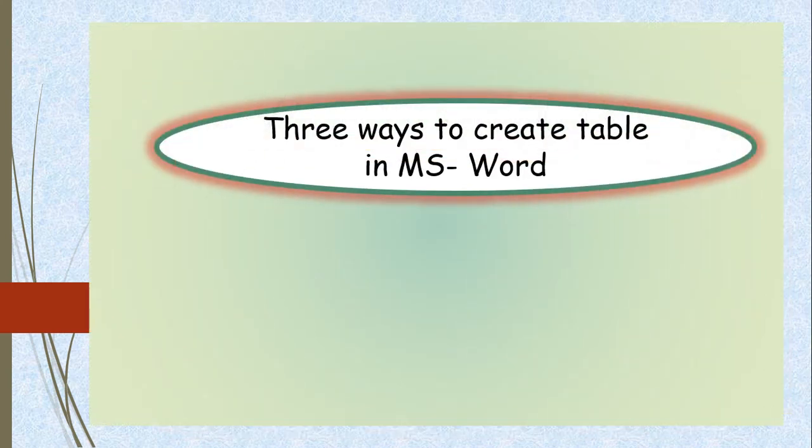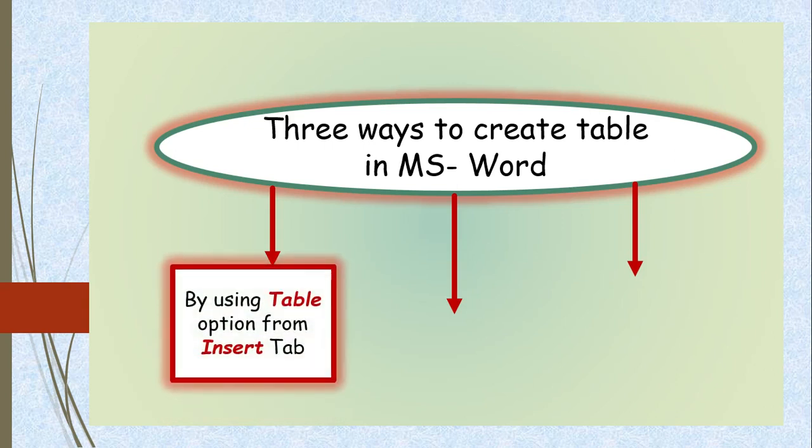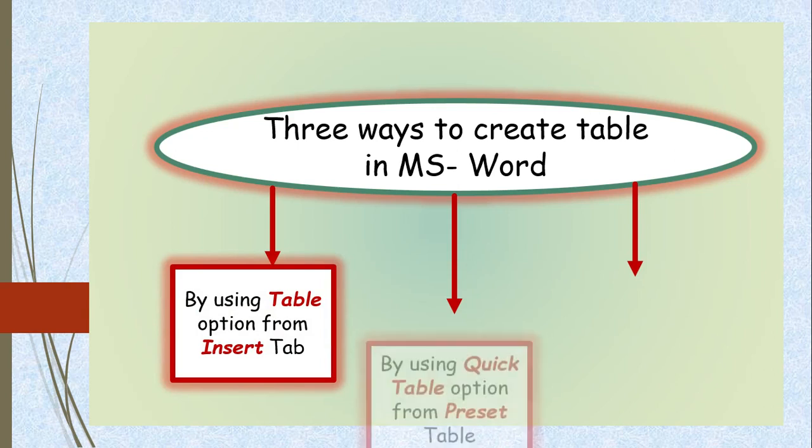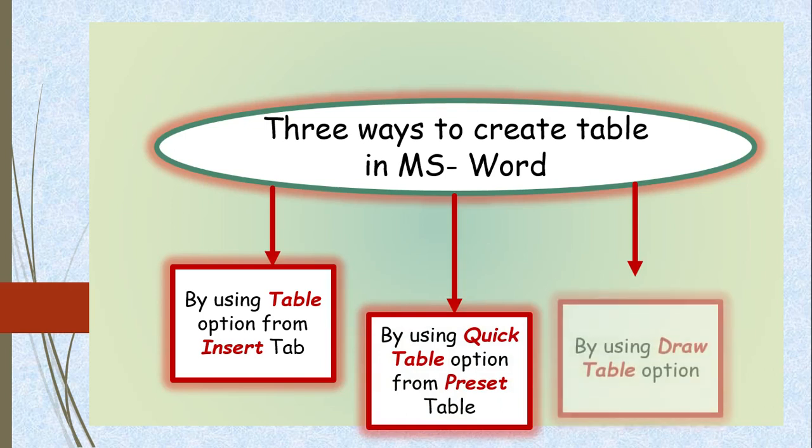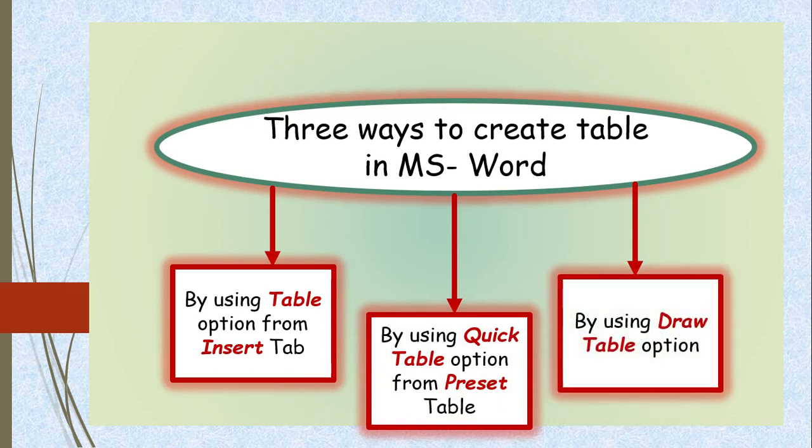Next is 3 ways to create a table in MS Word. So, the first way is by using the table option from the insert tab, we can create or insert a table in a document. Second method is by using the quick table option from preset tables, we can insert a table. And the last method is by using the draw table option, we can draw the table in MS Word documents.